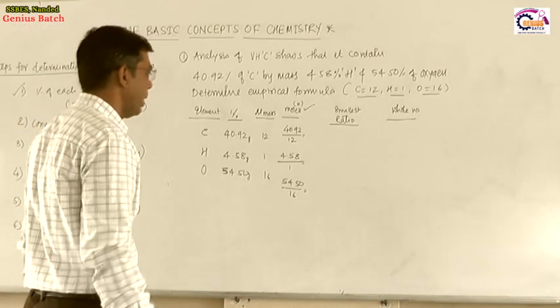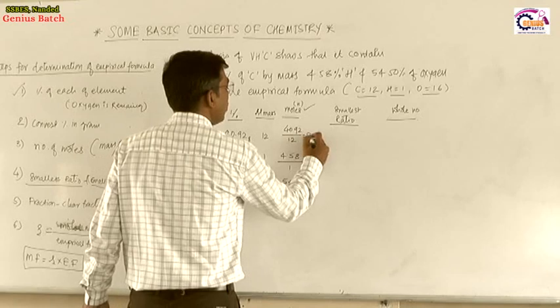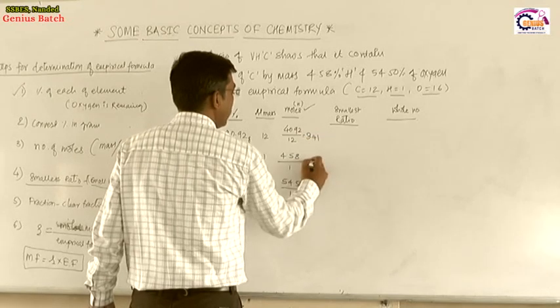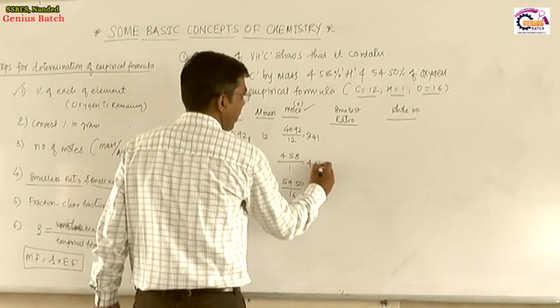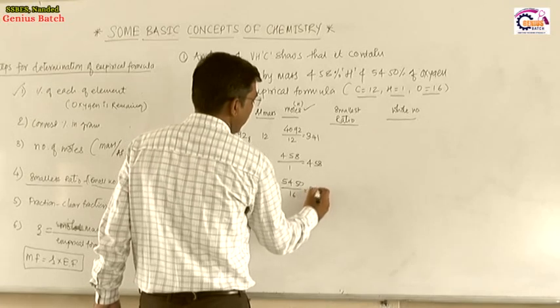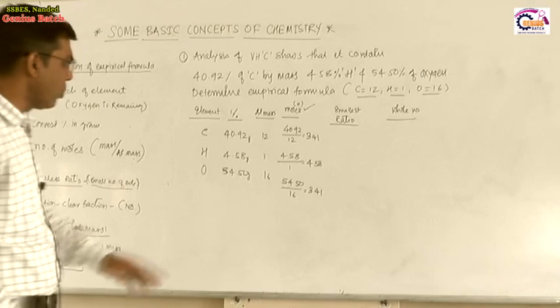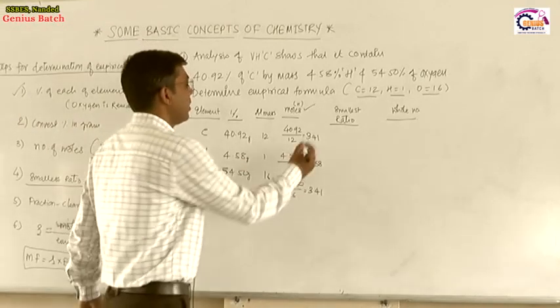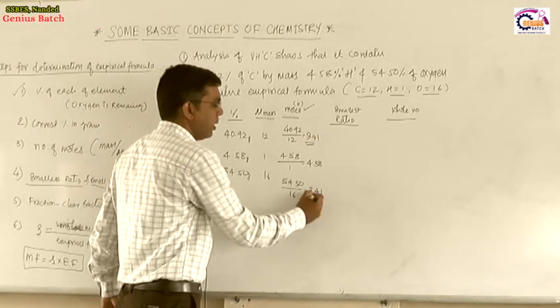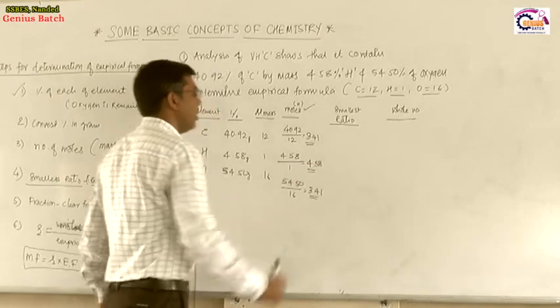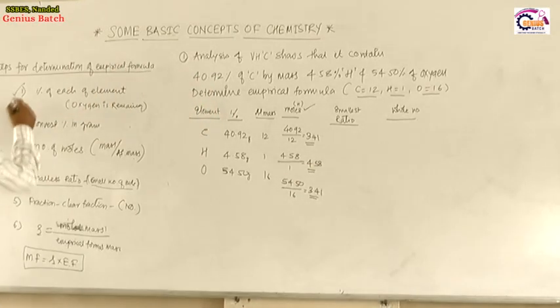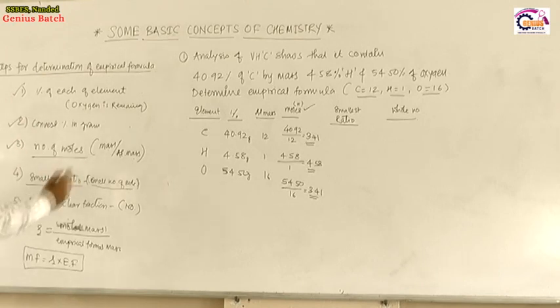40.92 divided by 12, this is equal to 3.41, this is 4.58 and this is equal to 3.41. After calculation we calculated the number of moles, we get number of moles 3.41, 3.41 and 4.58. So percentage is known, gram is converted, number of moles are calculated.